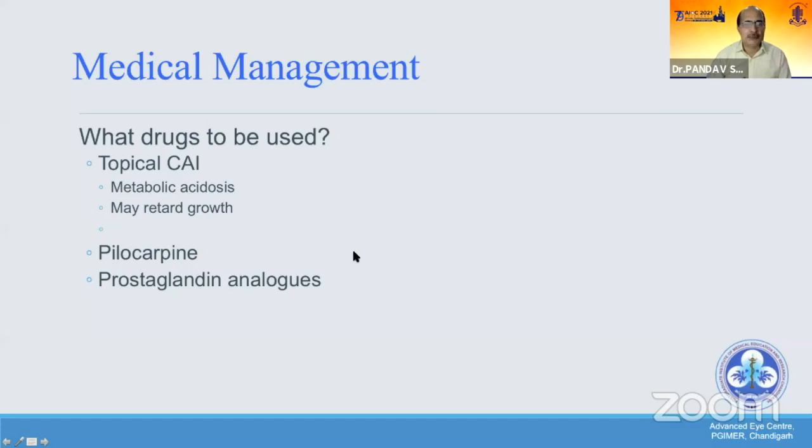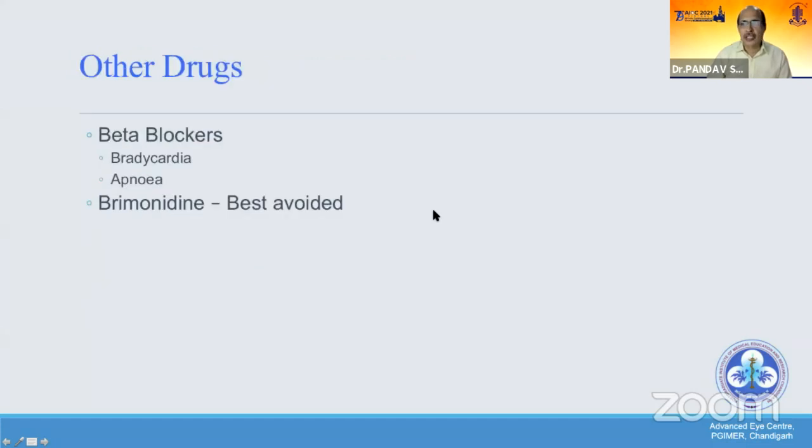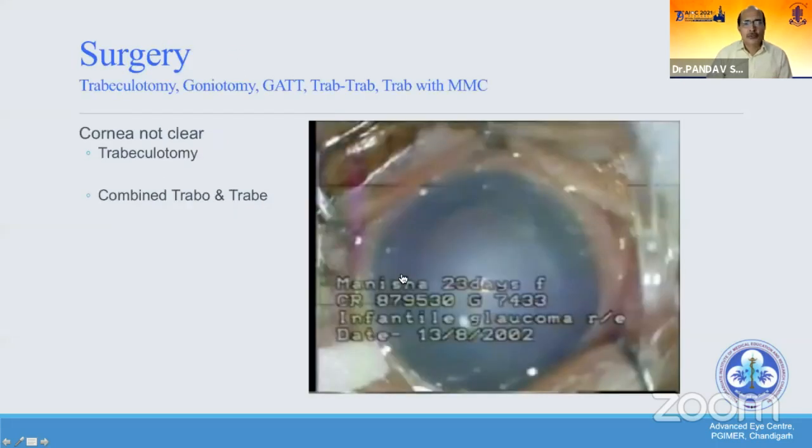Pilocarpine and prostaglandin similarly can be used. Pilo is not generally used much, but it can be used if nothing else is working. Beta blockers are effective in reducing intraocular pressure in children, but you have to be careful that they do induce bradycardia, and sometimes they can lead to apnea as well. Brimonidine is best avoided in children because it crosses the blood-brain barrier and can lead to severe CNS depression in children and could be dangerous. So with that, we'll come down to the surgical management.